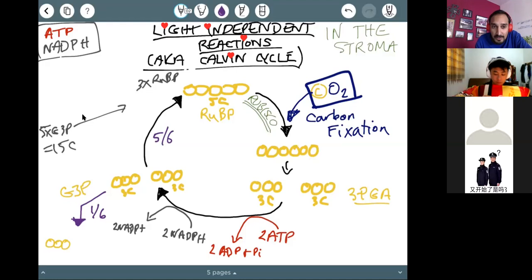In other words, in order to make one glucose molecule, it starts after you get one G3P here, and then you add another G3P eventually. You get a molecule called glucose phosphate, which is one step away from becoming regular glucose.